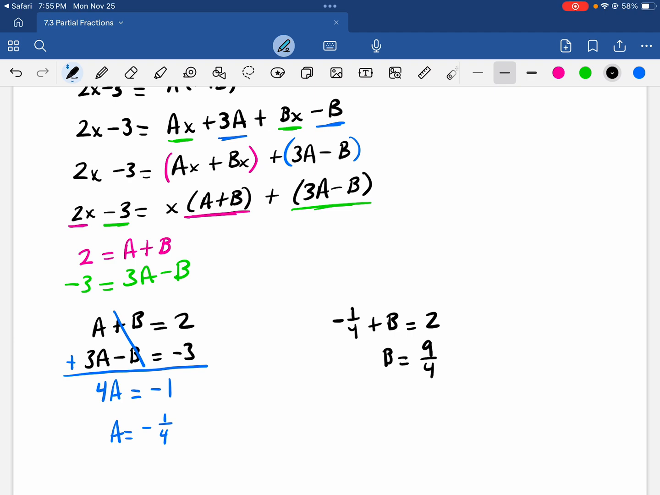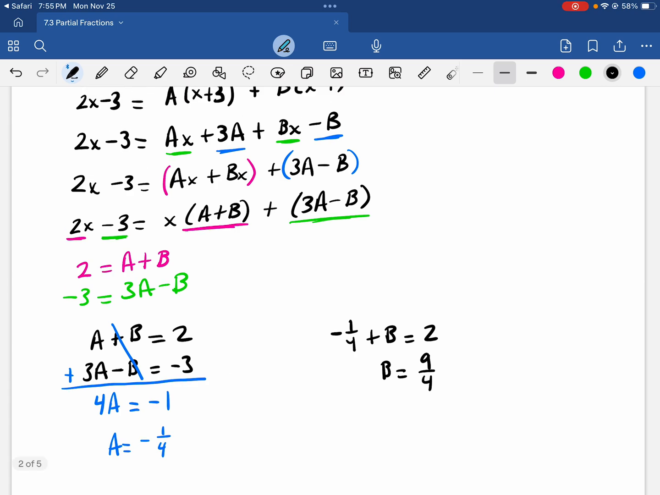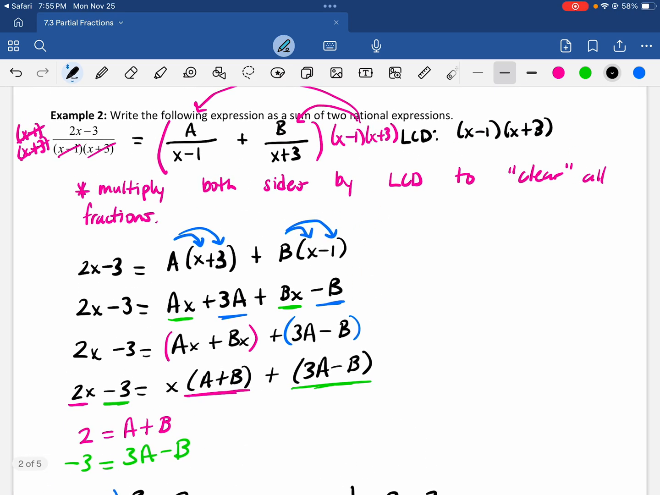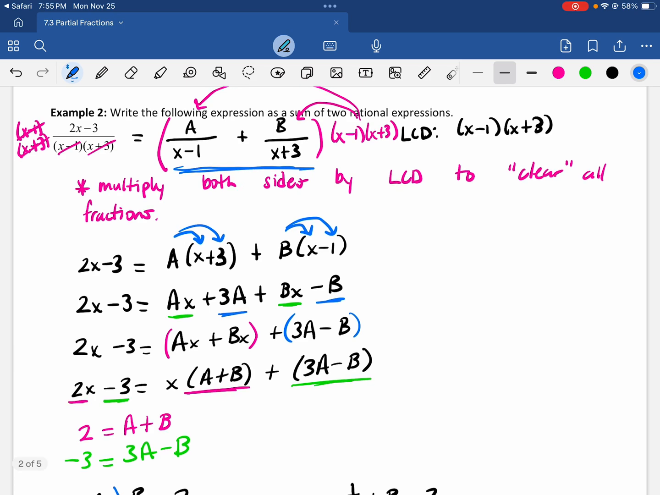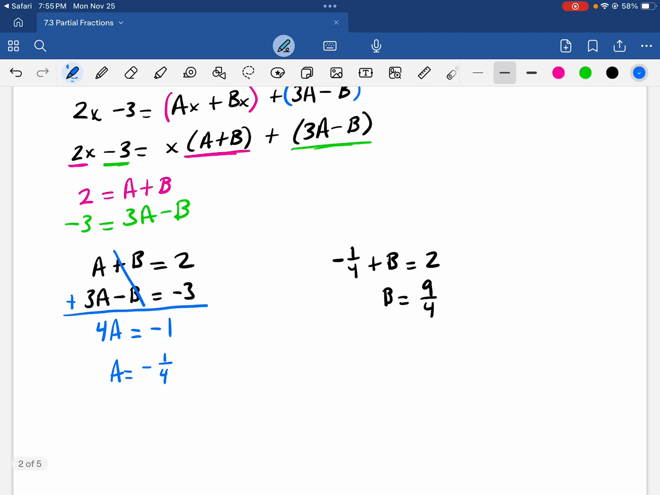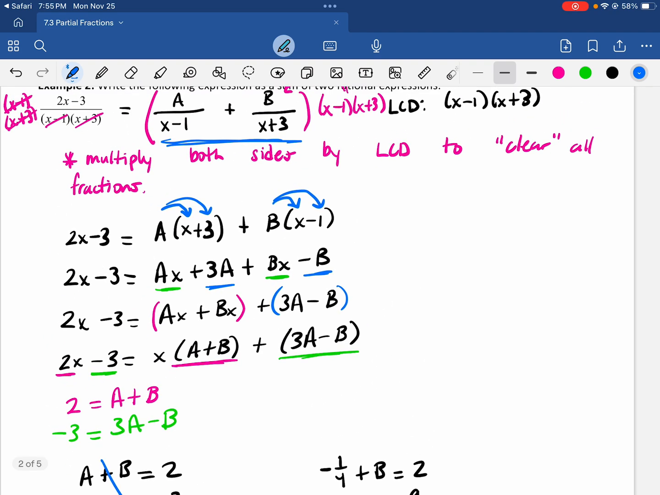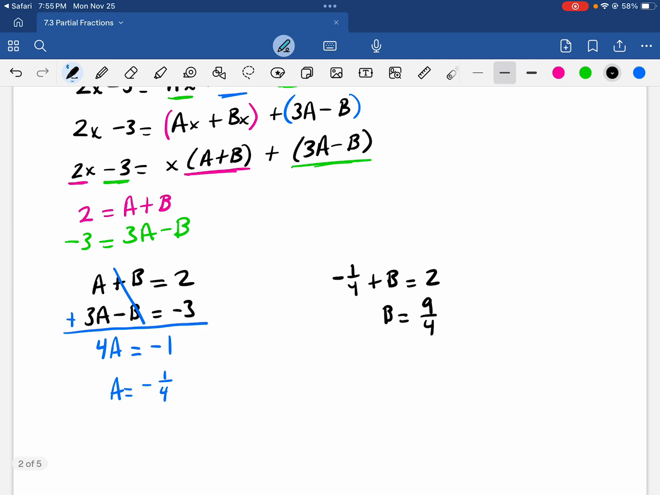So b is 9/4. Now that I know what those numerators are equal to for my partial fractions, I'm going to go back up here and look at what we have right here. I'm going to put our values of a and b in place of those, and we're going to get our partial fractions. So I'm going to have, make sure I get this right, negative 1/4 over x minus 1 plus 9/4 over x plus 3.